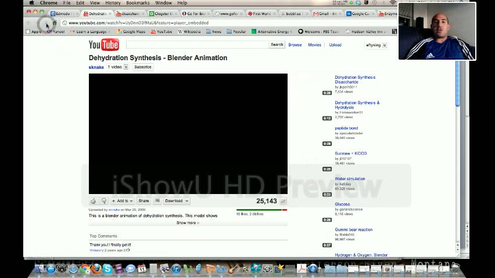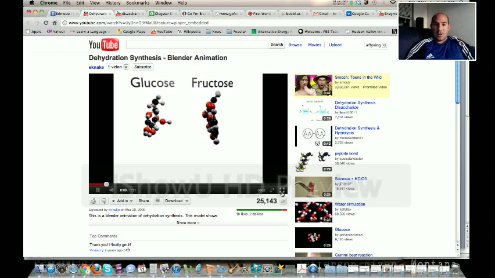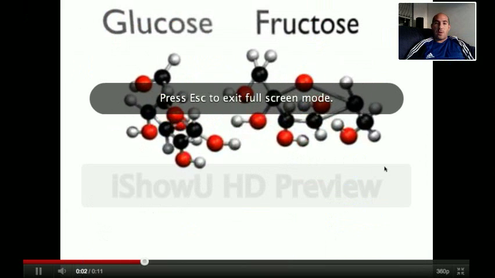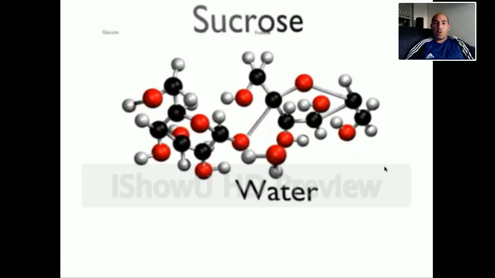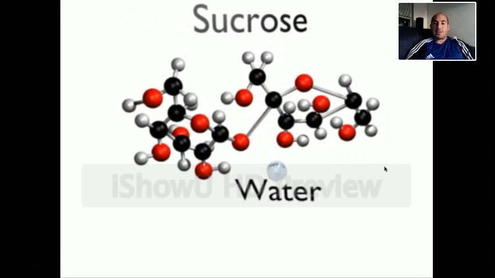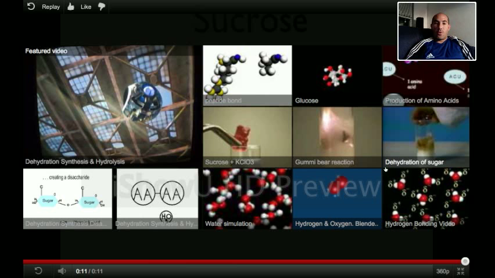Okay, we're going to look at dehydration synthesis in an animation. And here we have a glucose and a fructose, which are both monosaccharides. They're going to come together and the water is going to pull off. We'll watch this a couple of times through here and form sucrose.